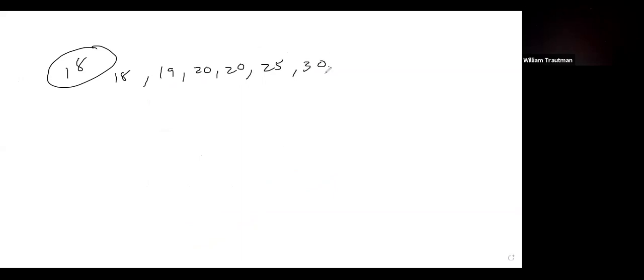Okay, so next, same data. This is question 18: 18, 19, 20, 20, 25, 30, 37, and 46. What is the 5-number summary?